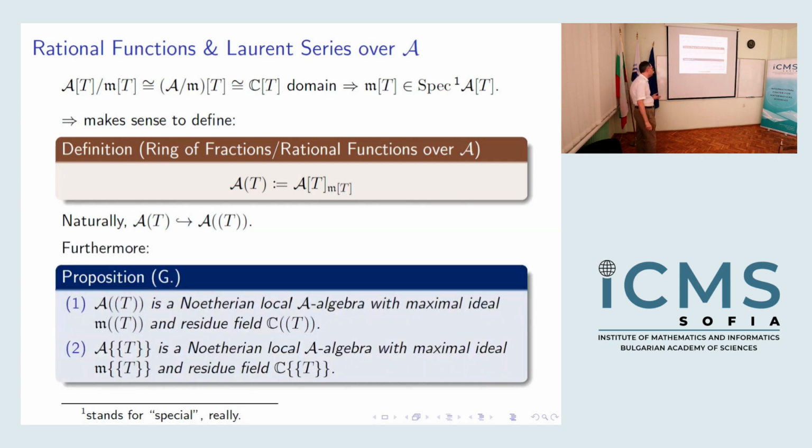And so on the side of the algebra, the formal Laurent series, both actually the formal and the convergent Laurent series, form the Artinian local A-algebras with these respective maximal ideals, consisting of the elements with nilpotent coefficients, and the residue fields are simply the formal and convergent Laurent series with principal parts and complex coefficients.